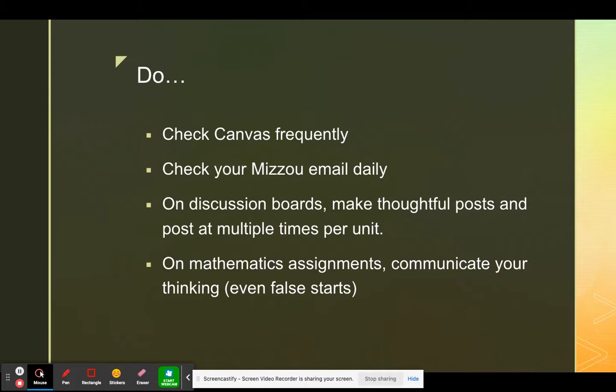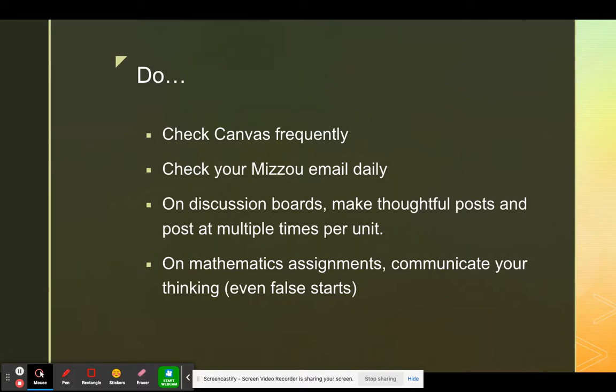On discussion boards, we really want to make discussion boards dynamic and interactive. So on discussion boards, I ask you to make thoughtful posts. I ask you to post multiple times per unit. The discussion board is only as dynamic and interactive as you and I make it to be. So we do want you to post throughout the week rather than all at once.